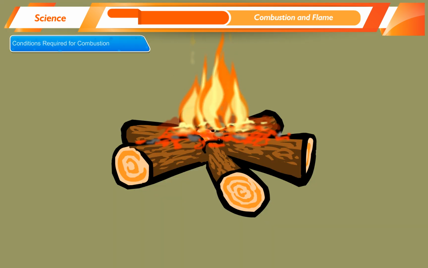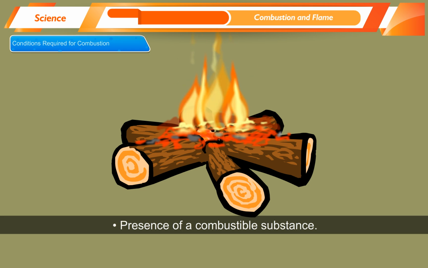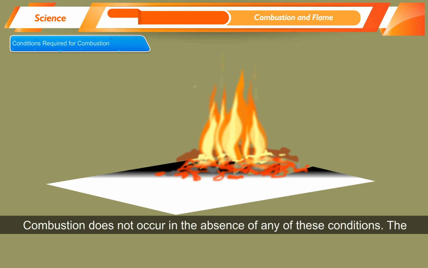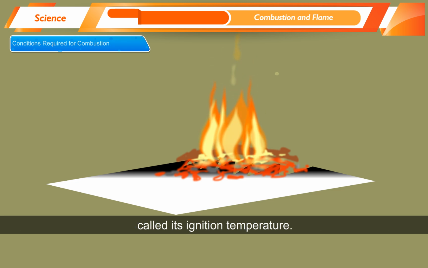Conditions required for combustion. The conditions necessary for combustion to take place are presence of a combustible substance, presence of air, that is oxygen, and heating of the combustible substance to its ignition temperature. Combustion does not occur in the absence of any of these conditions. The lowest temperature at which a substance catches fire in the presence of air is called its ignition temperature.